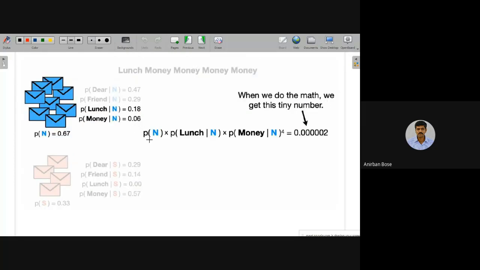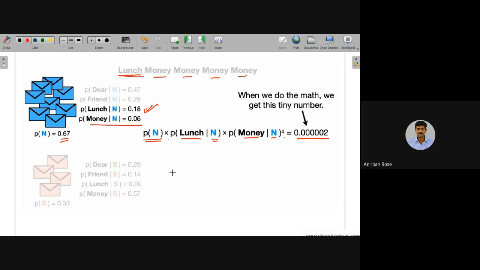See what we are going to do. We'll find out what is Pn, that means probability of the normal message, exactly in a similar way that we have done earlier. Then what are the words that we'll take one by one? So for the lunch, we'll take this one, probability of lunch, given that it is normal message, so that is 0.18, and 4 times this probability you have to take, because 4 times this money is there. So probability of money given normal message to the power 4. And if you do this calculation, you will get this small number.